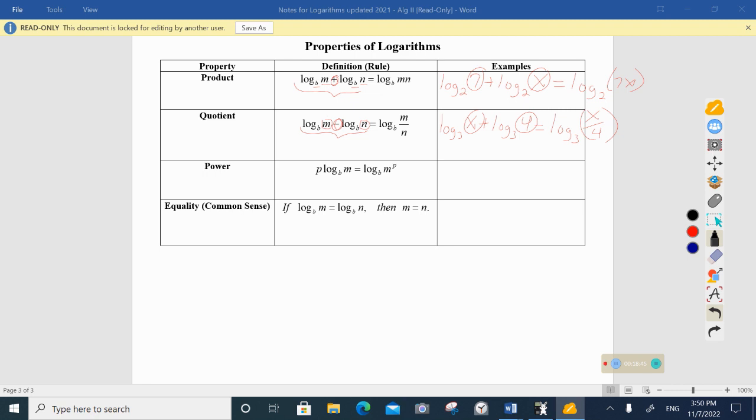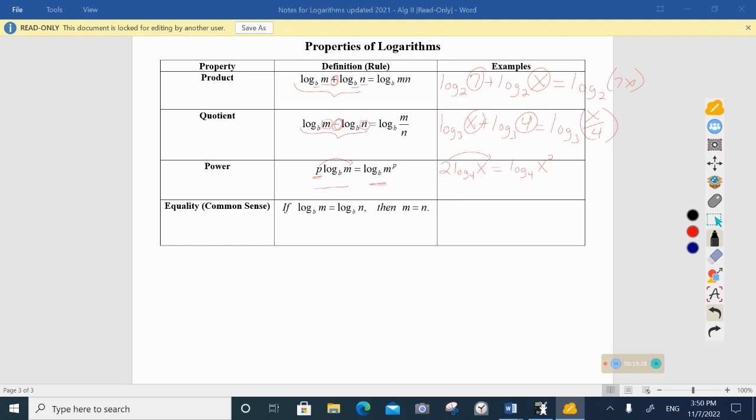The power property says this. If you have a coefficient, a number out in front of a log base b of m, you can take that coefficient and make it become the power on m. So p times log base b of m becomes log base b of m to the p power. Okay? This would be the compressed side. This would be the expanded side. So let's do a couple of these. So if I have 2 log base 4 of x, that becomes log base 4 of x squared because the 2 becomes the power. That's why it's called the power property.